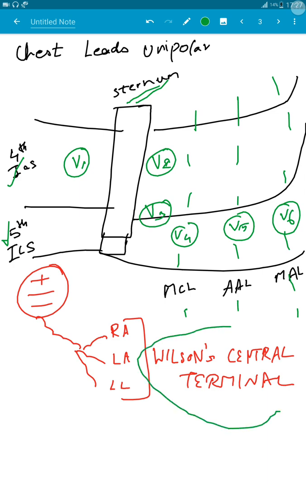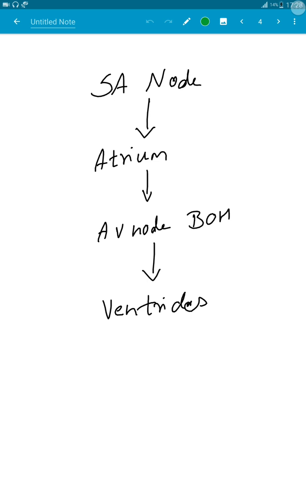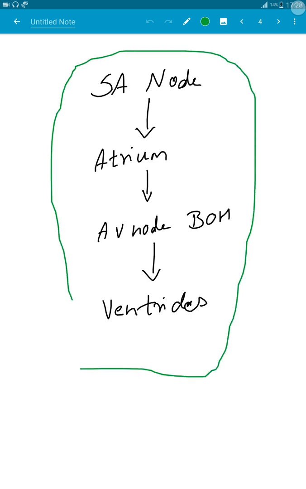This is the Wilson's central terminal. This will be known as Wilson's central terminal, and it was actually discussed in the first part of the video. SA node will be depolarizing first, then atrium, then AV node, bundle of His, and ventricles. You have to remember this rule always.